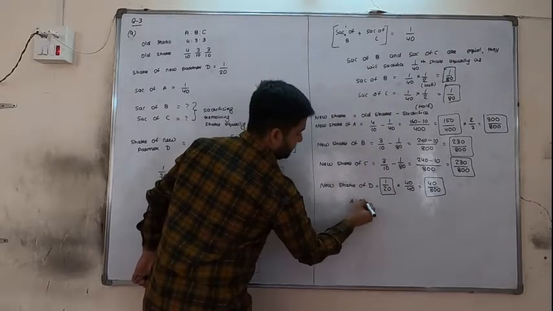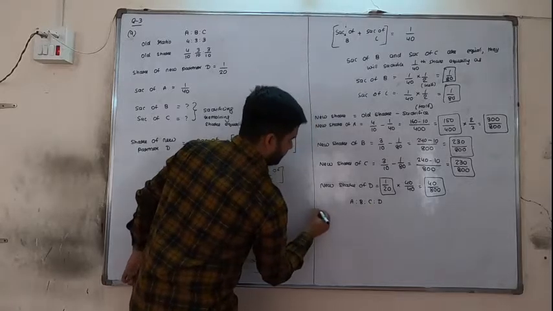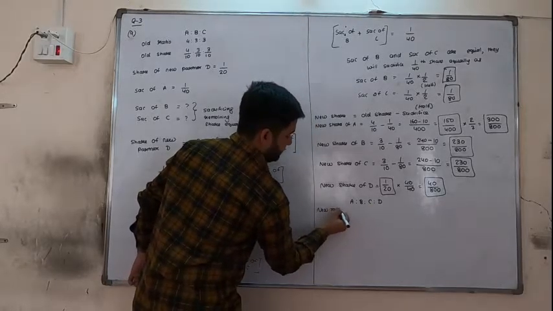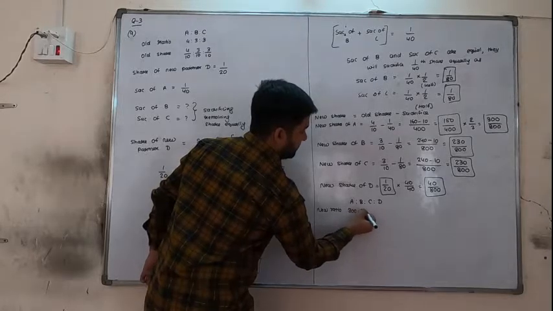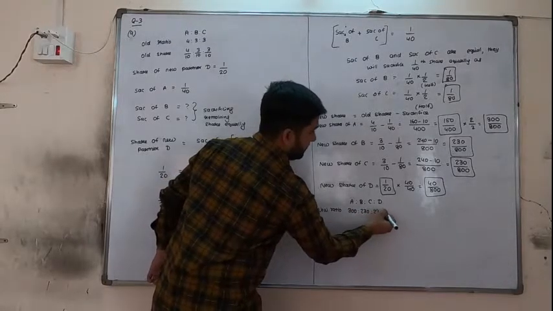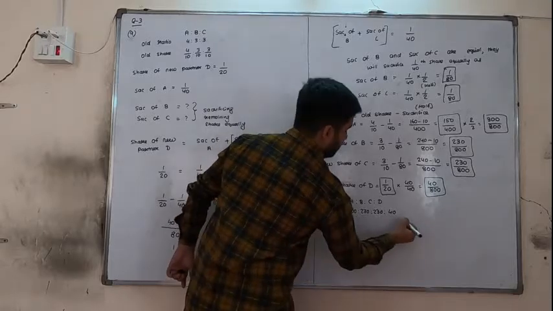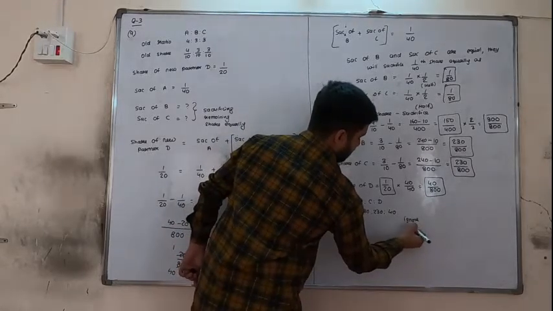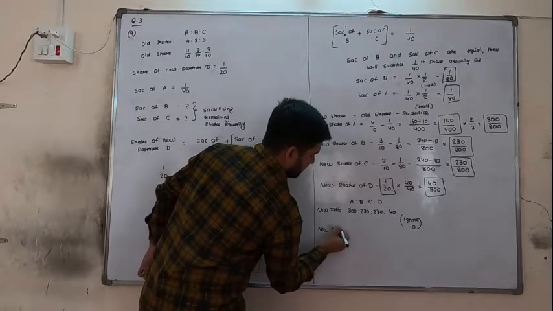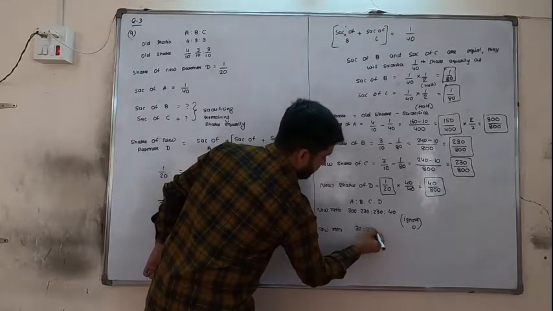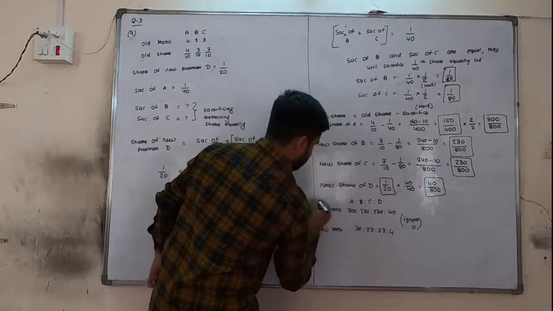Now A is to B is to C is to D. New ratio between them: 300 is to 230 is to 230 is to 40. Ignore 0, ignore 0. So the new ratio would be 30 is to 23 is to 23 is to 4.